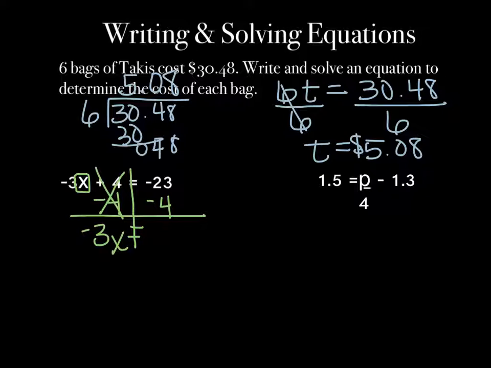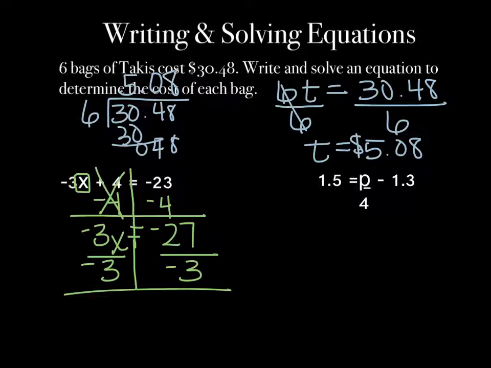Negative 23 minus 4, that means that it's 23 degrees below 0, and it drops another 4 degrees, which would give you a temperature of negative 27. Now, you still need x by itself, so you would divide both sides by negative 3. This cancels out, so you get x is equal to 9, because 27 divided by 3 is 9. And when you divide two negatives, your answer is positive.